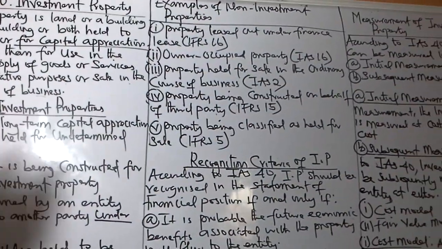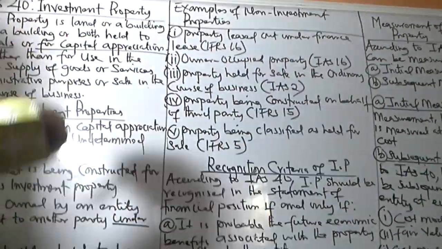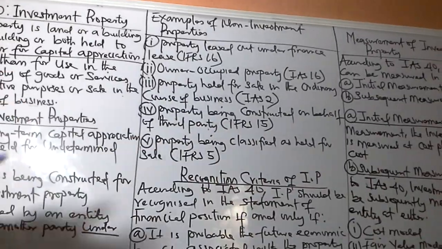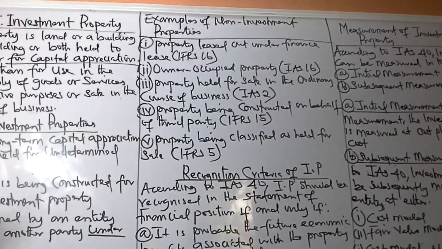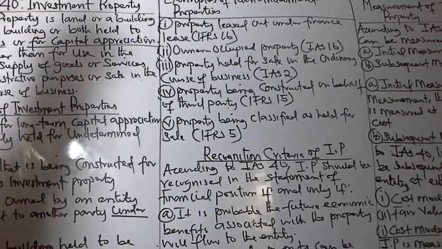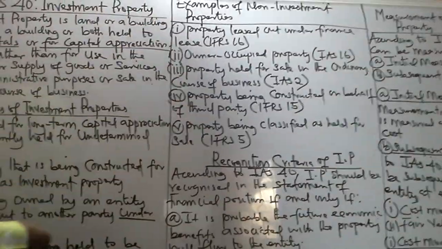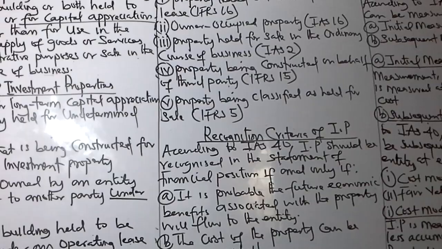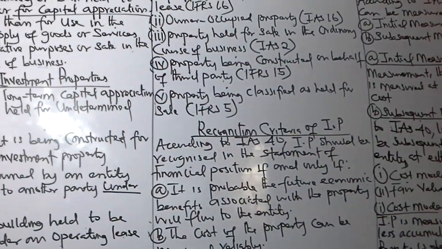Property, plant, and equipment. Third, property held for sale in the ordinary course of business. Probably your own business is to construct, or to build and sell. So that is considered as your inventory. Since that is your operation, you build, you sell. So that is treated by IAS 2. Four, property being constructed on behalf of a third party. Yes, that is under IFRS 15, revenue from contract with customers.